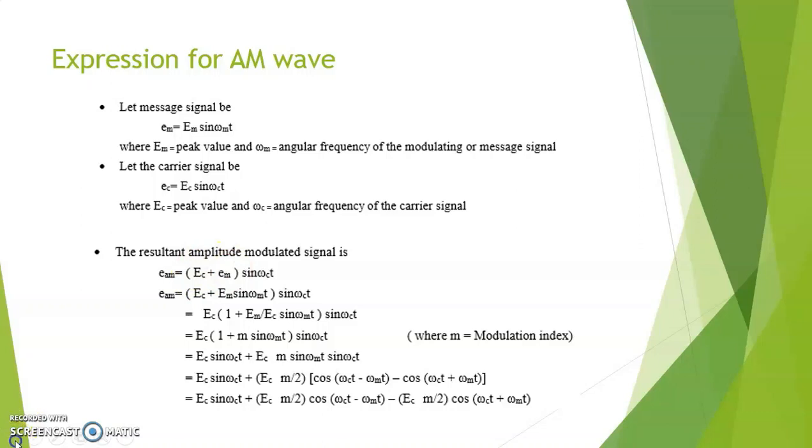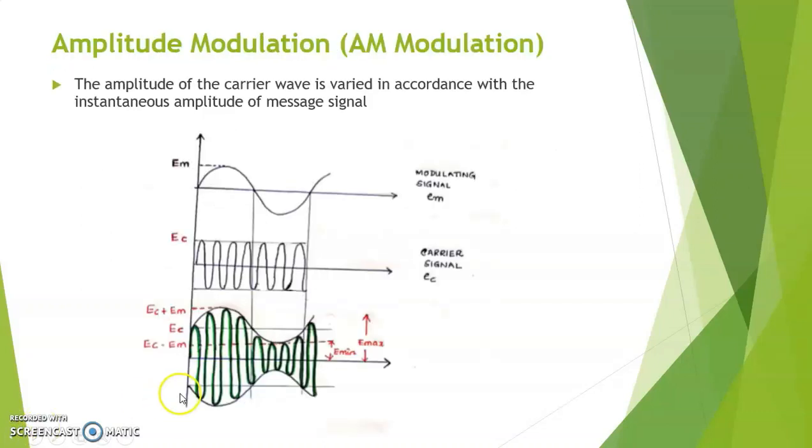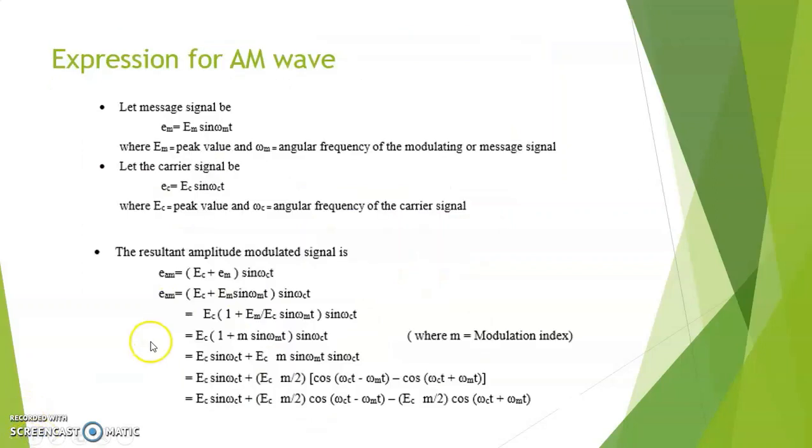So we can see that this is the amplitude modulated signal and this is the frequency, which is the same as that of the carrier frequency, which is not varying. So the sine omega ct is not going to change, and the maximum value of the signal is EC plus EM. So any wave we are going to represent using the maximum value into sine omega t. So here it will be EC plus EM into sine omega ct, where omega ct is the same frequency as that of the carrier wave.